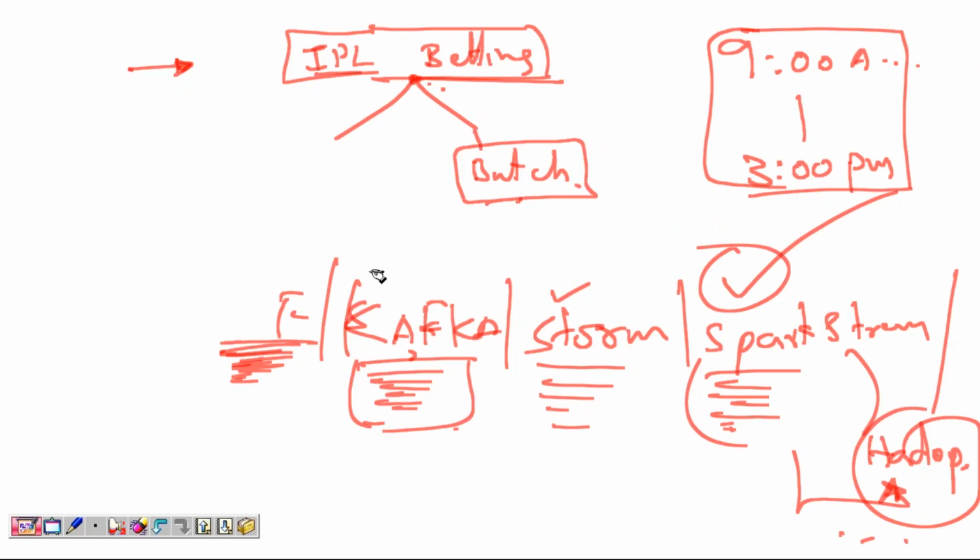But think that you are already greatly involved in the betting. For every 1 minute, you are interested in what is happening. Every 1 minute, or every 2 minutes, you will open your mobile and check the results. This is what micro batching is.